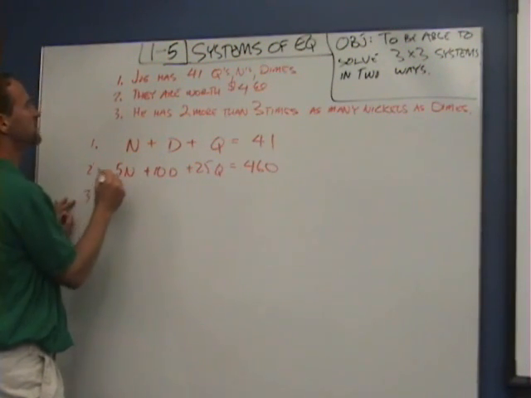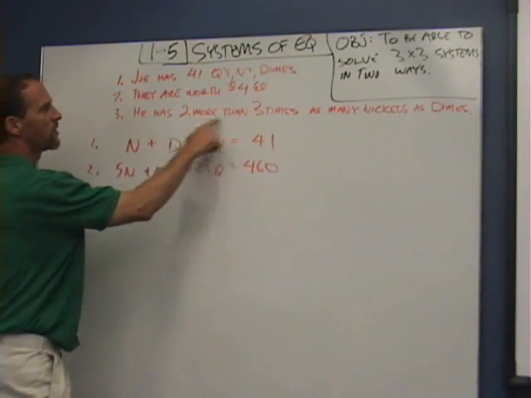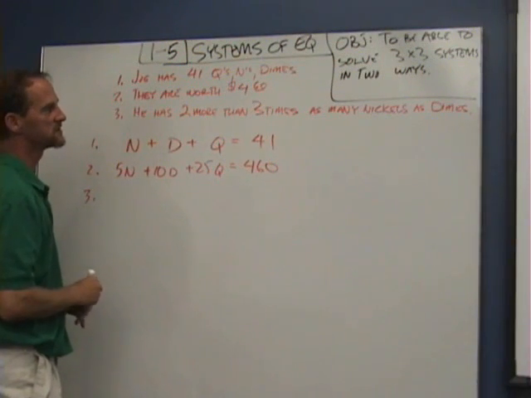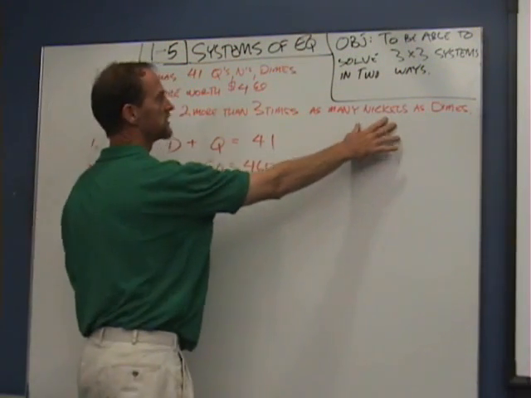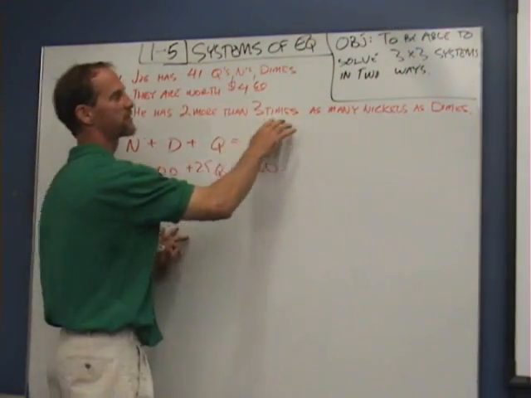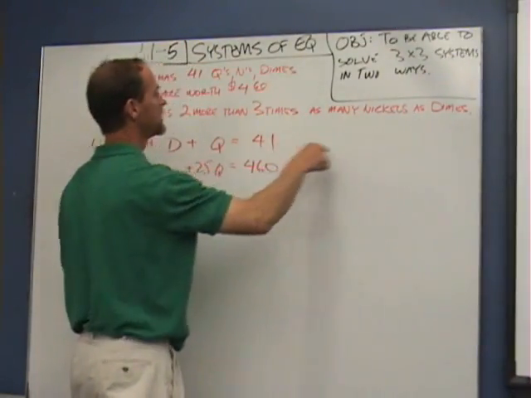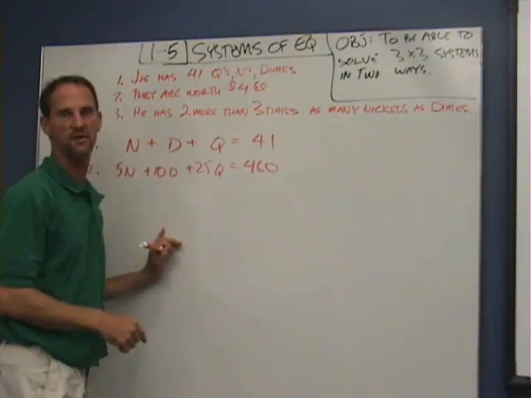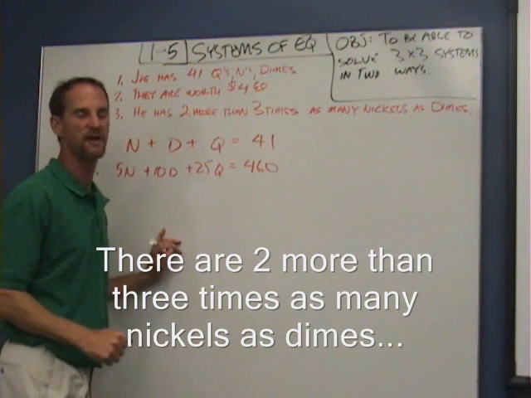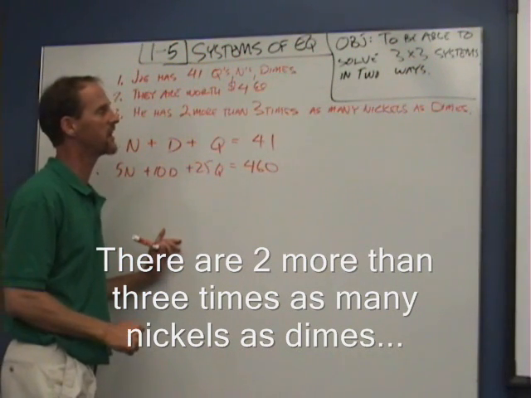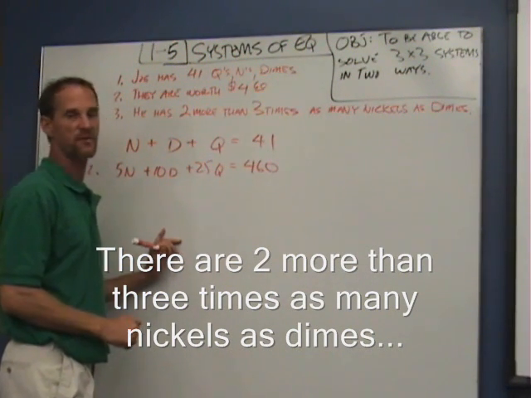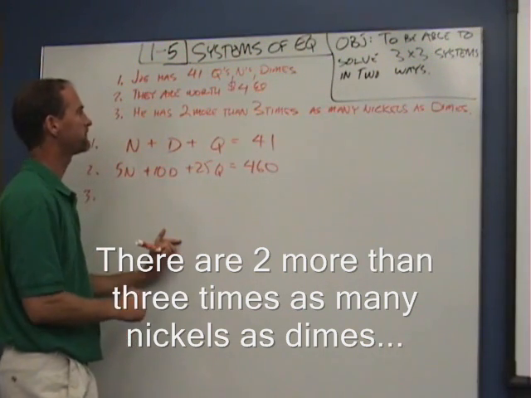And then the third equation, if Joe has more than 3 times as many nickels as he has dimes, he's got a lot of nickels. He has even more than 3 times as many nickels as dimes. So why don't you take a shot at writing an equation for that, and you can pause me and I'll just wait patiently here while you give that a try. But write down that equation and then come back, okay?